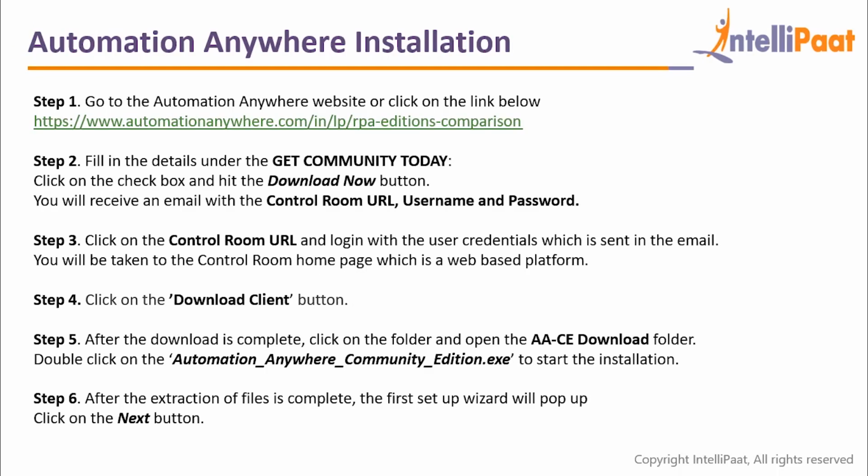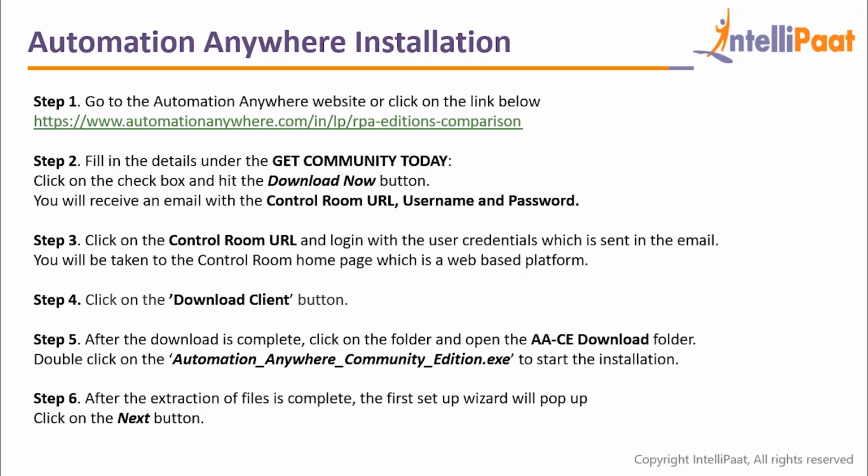Go to the Automation Anywhere website first. So today I'm going to be showing you how to install the Community Edition. First we have to fill in all the details under the Community Edition. Click on the box and hit the Download Now button. So we'll receive an email with the control room URL, username, and password.